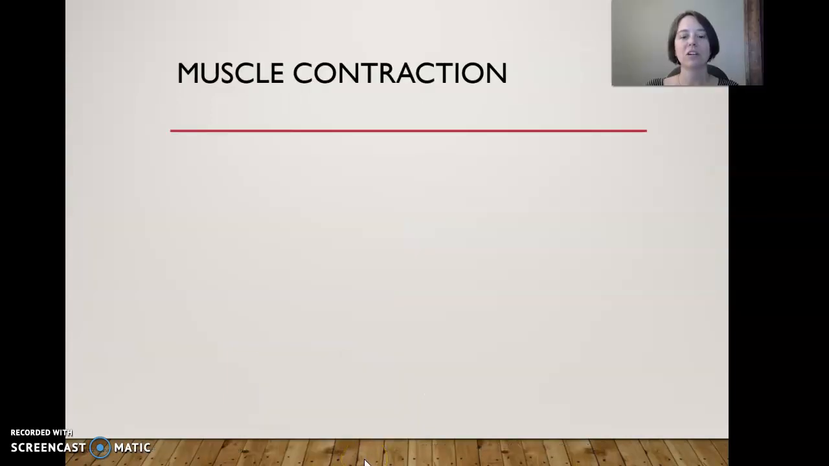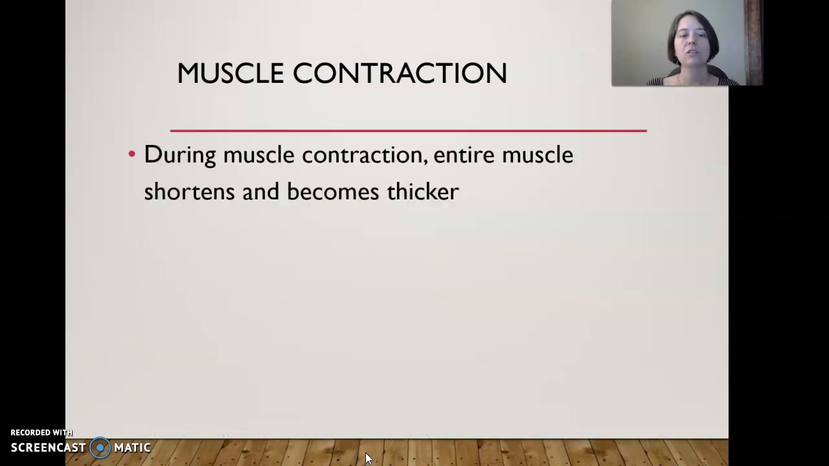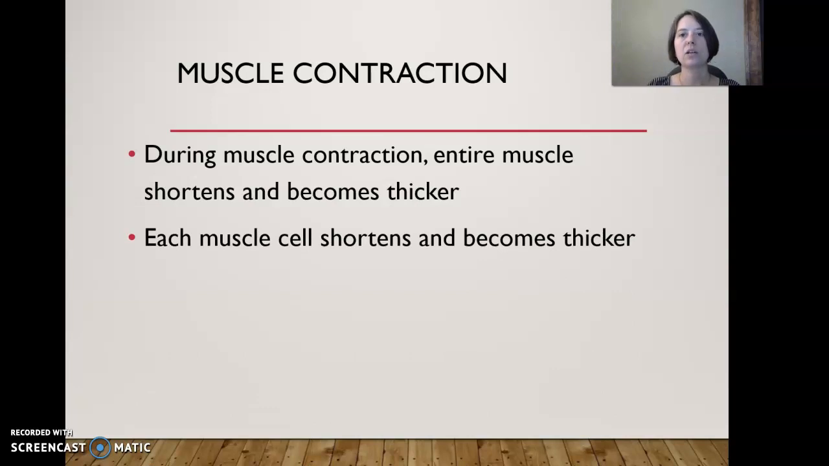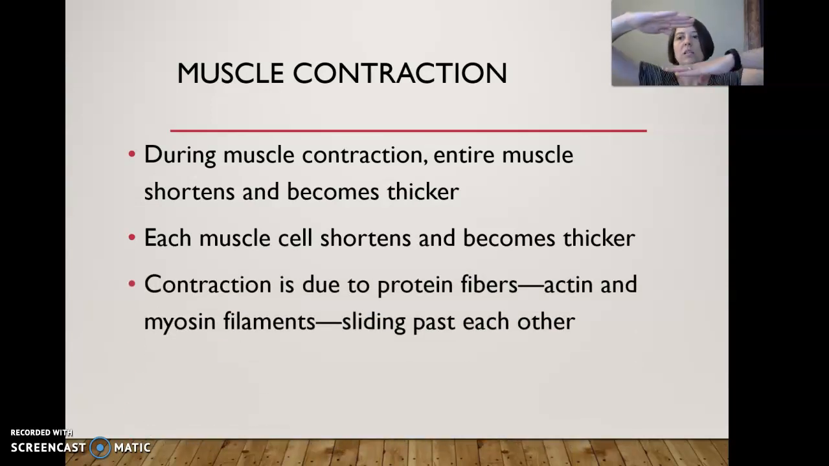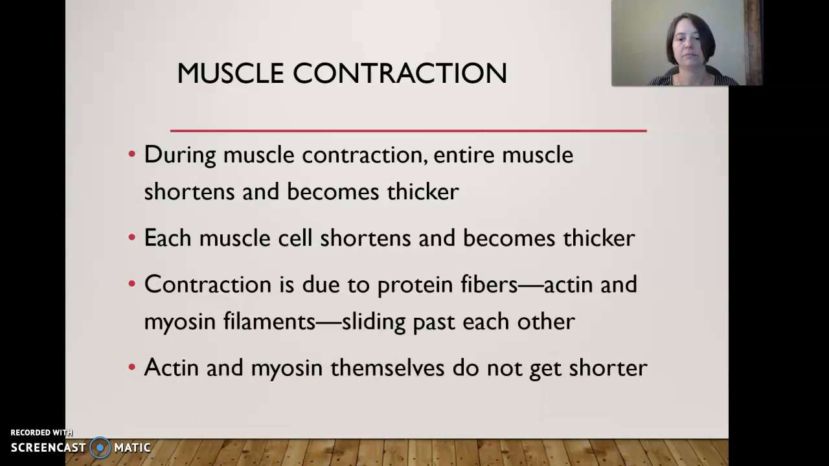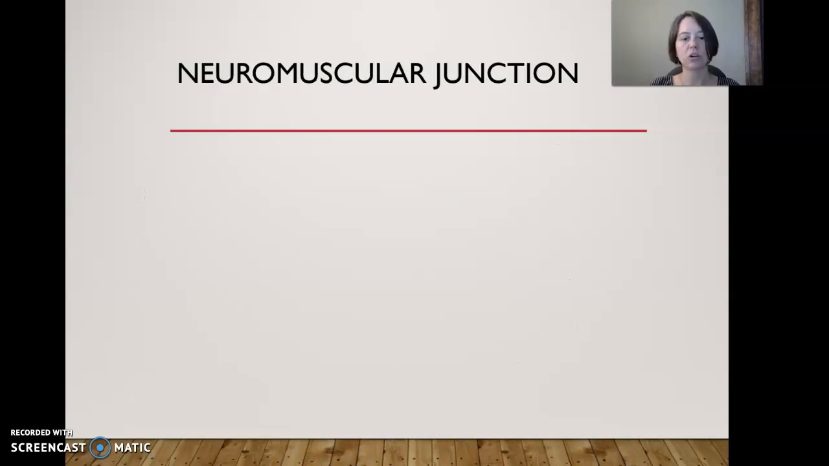So let's talk about muscle contraction. During muscle contraction, the entire muscle shortens and becomes thicker. So each muscle cell in the whole muscle shortens and becomes thicker. This is because protein fibers slide past one another. The actin and the myosin don't actually get any smaller themselves, they just slide past each other. So actin and myosin do not get shorter.